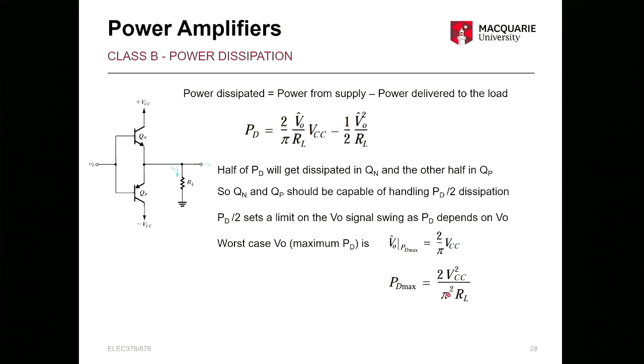So PD max, maximum dissipation, is 2 times the power supply squared over pi squared over RL. And of course in one of the transistors it's just half that, okay? And that's the worst case scenario, again ignoring VCE sat, for designing your amplifier and choosing your BJTs.